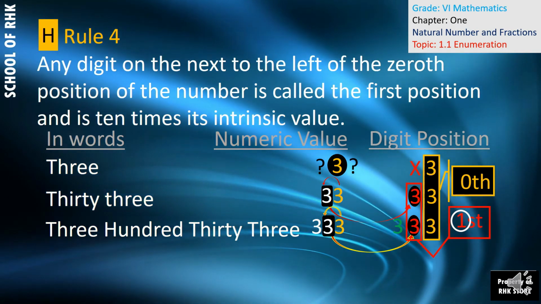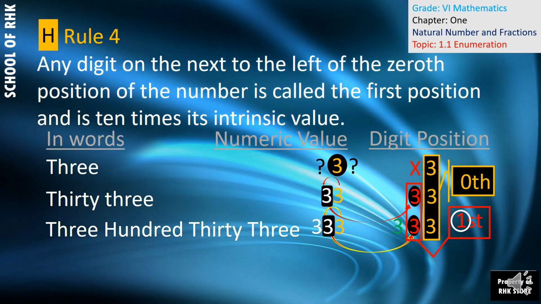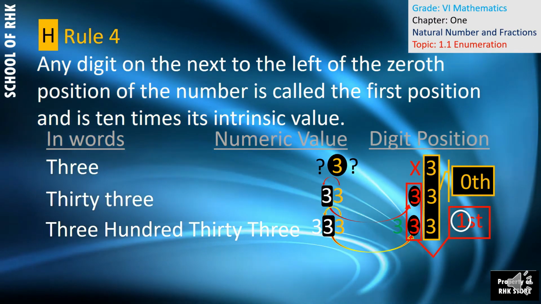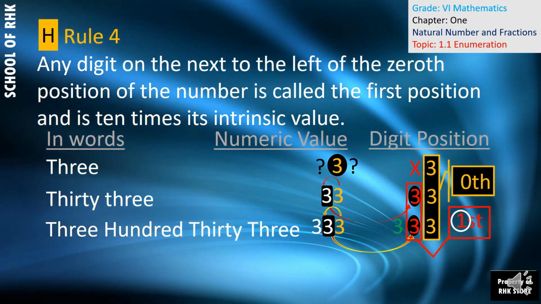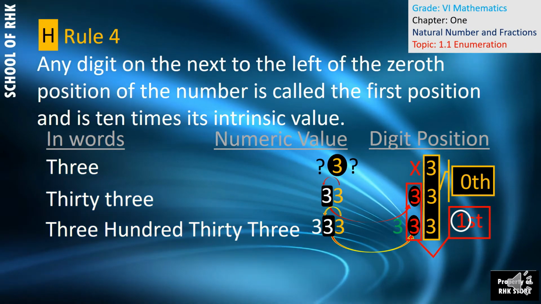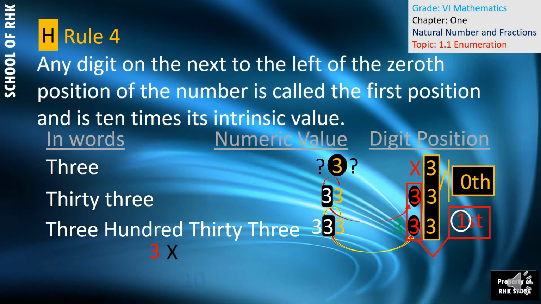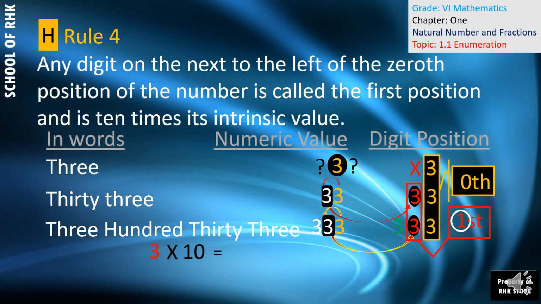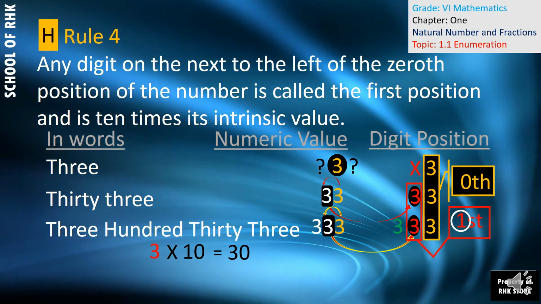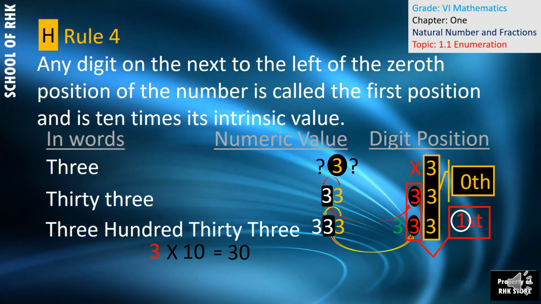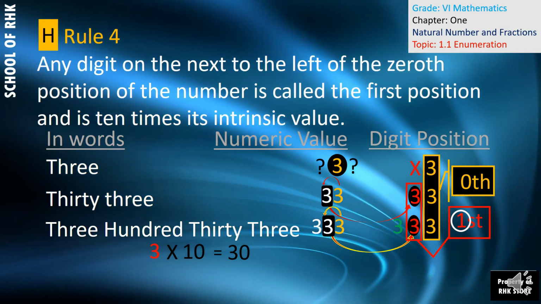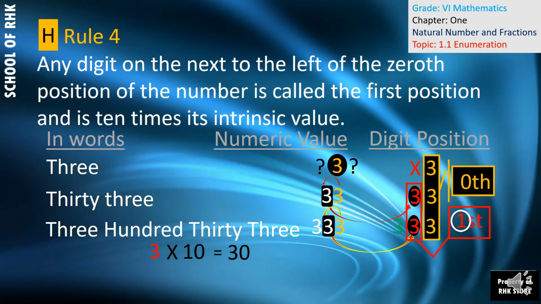The place value of each of these two digits in this first position will be equal to 10 times its own or intrinsic value, or 3 into 10 equal to 30, for both 33 and 333.